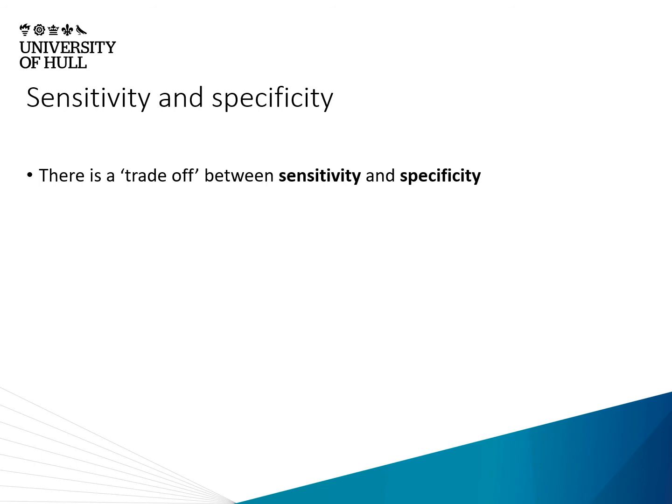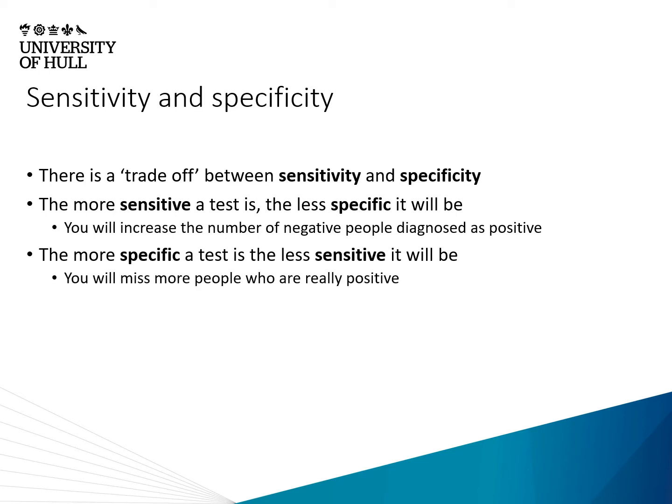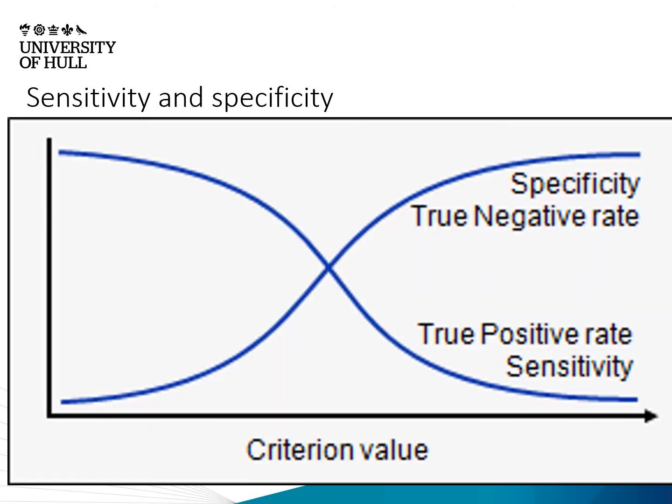So just a note, as you'll probably have seen there, there's always a trade-off between sensitivity and specificity, and that can be represented as follows. The more sensitive a test is, the less specific it will be, and the more specific a test is, the less sensitive it will be. So the more sensitive a test is and the less specific it is, you will increase the number of negative people diagnosed as positive. And the more specific it is, the more people you will miss who are really positive. It's reciprocal. The higher the specificity, the lower the sensitivity, and vice versa.